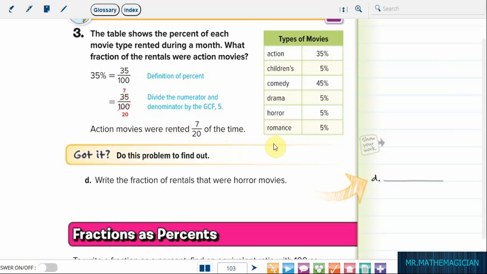Now problem D. Write the fraction of rentals that were horror movies. Horror movies, as you can see, it's 5%. So 5% is like 5 over 100. Let's divide by 5 up, divide by 5 down. This will give you 1 over 20. So horror movies were rented 1 over 20 of the times.